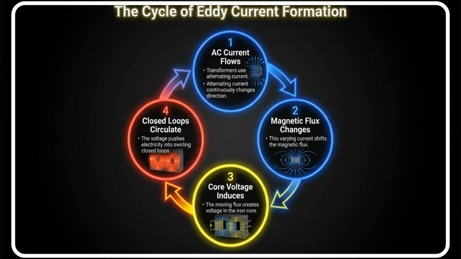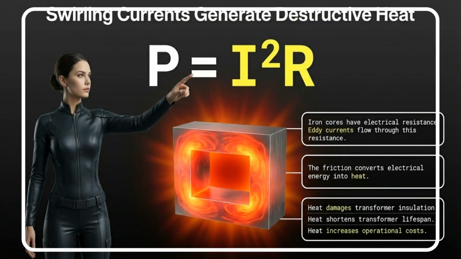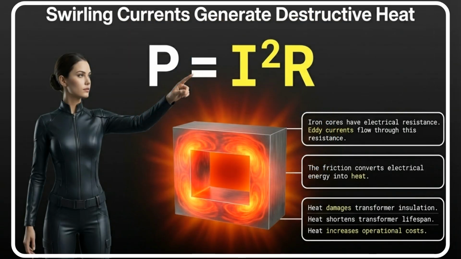The cycle of eddy current formation begins when AC current flows. The varying current shifts the magnetic flux, inducing voltage in the iron core. This voltage then pushes electricity into swirling closed loops. The swirling currents generate destructive heat due to the electrical resistance of the iron core. This is described by the formula P equals I squared R. The friction converts electrical energy into heat, which damages insulation, shortens lifespan, and increases operational costs.